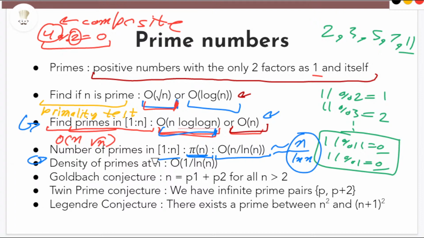The density of primes at some point n is big O of 1 by ln n. Of course, if the number of primes in 1 to n is n by ln n, the density of primes would be 1 by ln n.